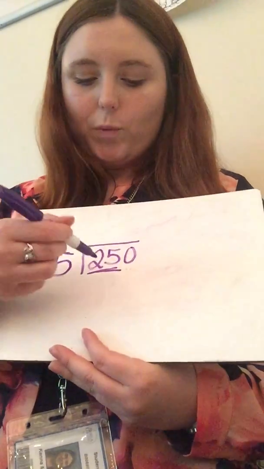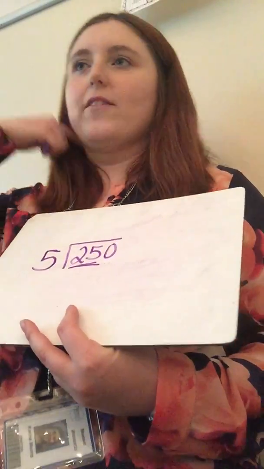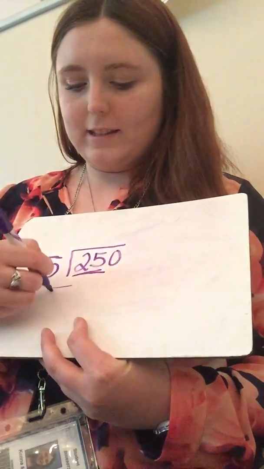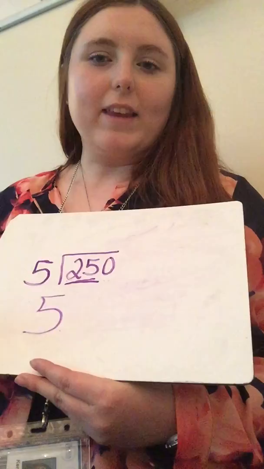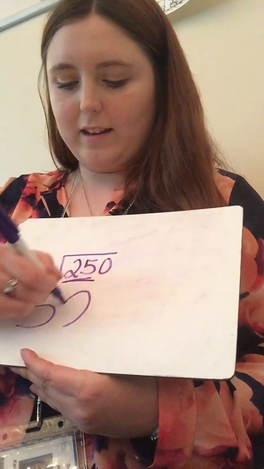Alright, so 25 divided by 5 is what, everyone? 25 divided by 5 is 5. And then what do we do with our 0 at the end? Just put it on the end. So we're going to have 50. Each student is going to get 50 mini bars of cookies and cream.